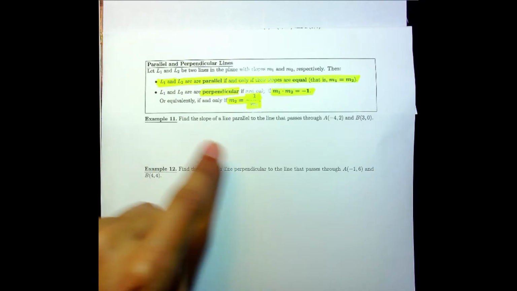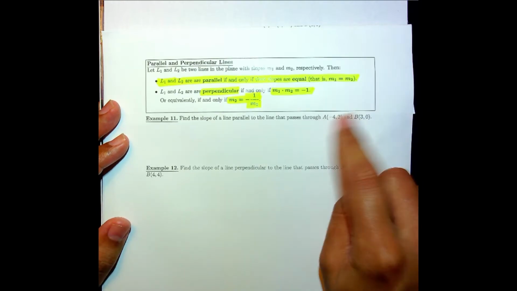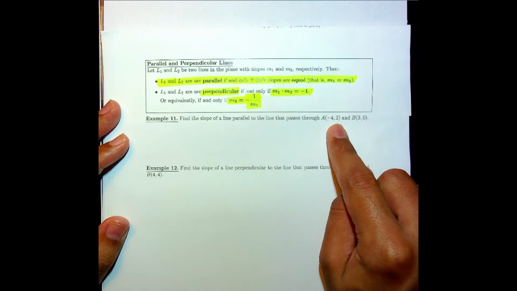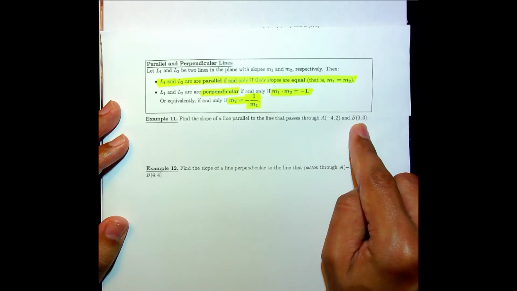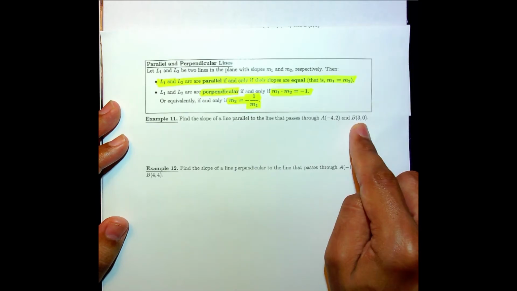So the first example here, 11, says, find the slope of a line parallel to the line that passes through these 2 points. Okay, we have to find the slope of a line that is parallel to the one that passes through these 2 points. Because it is parallel, it is going to have the same slope as the line that passes through these 2 points, exactly the same. So that means all we have to do is find the slope of the line that passes through these 2 points.